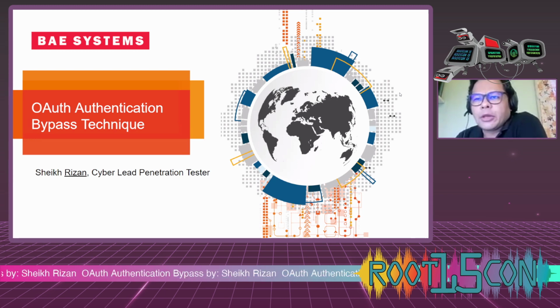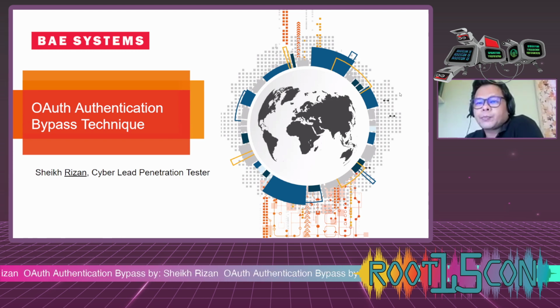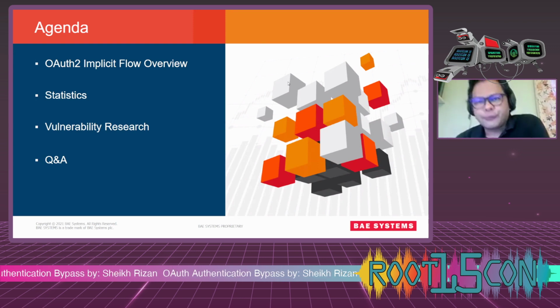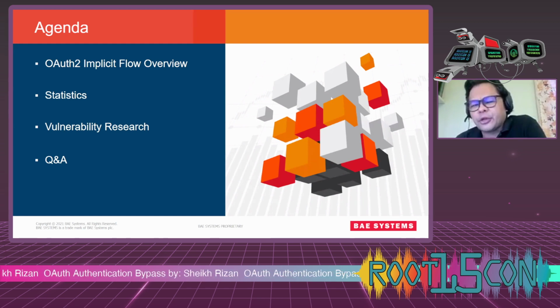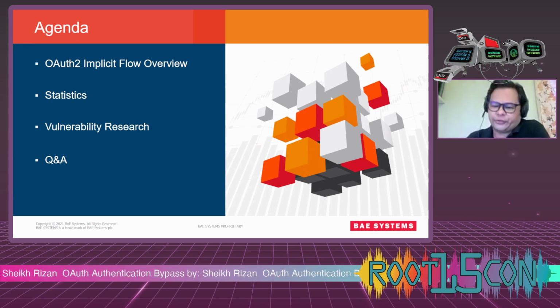For today's disclosure, I would like to discuss my topic, OAuth Authentication Bypass. For the agenda, I will go through an overview of the OAuth implicit flow, after which we'll talk a bit about statistics, meaning what we see out there. And we'll talk a bit about the vulnerability research that we have done with regards to this OAuth misconfiguration that allows an attacker to bypass authentication. And last but not least, at the end of this talk, I will be taking questions and I will try my very best to answer all your questions.